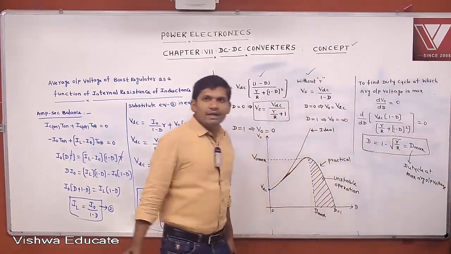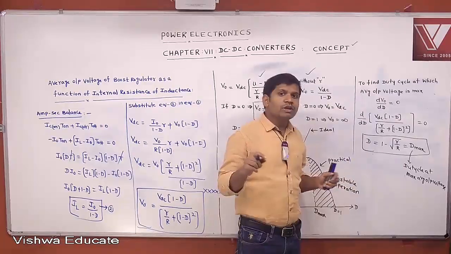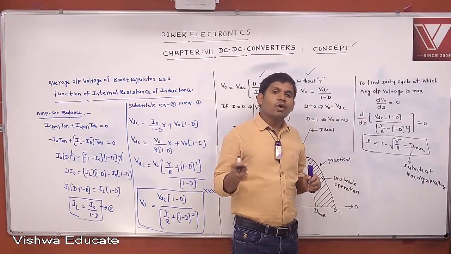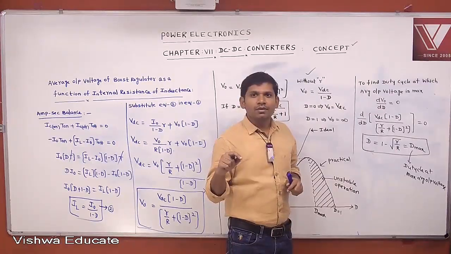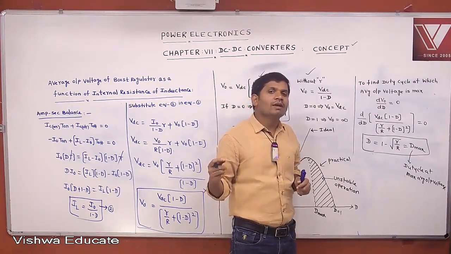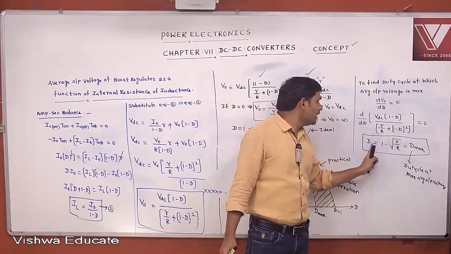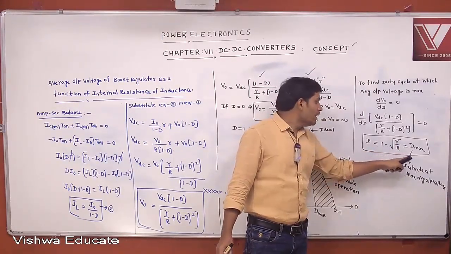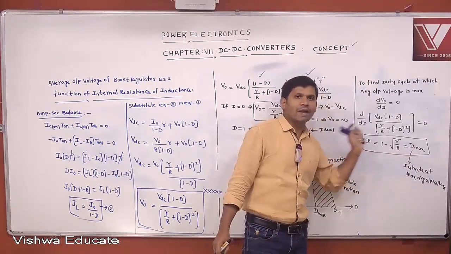What is the duty cycle at maximum average output voltage? In a boost converter, without considering the internal resistance of the inductor, the average output voltage is maximum at D equal to 1. You substitute small r as 0, then you get D equal to 1. That's why it is the duty cycle at maximum average output voltage. At this duty cycle, output voltage is maximum.